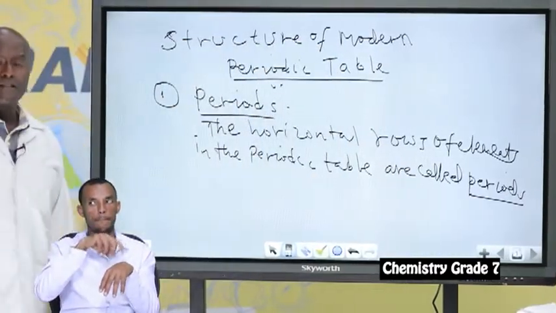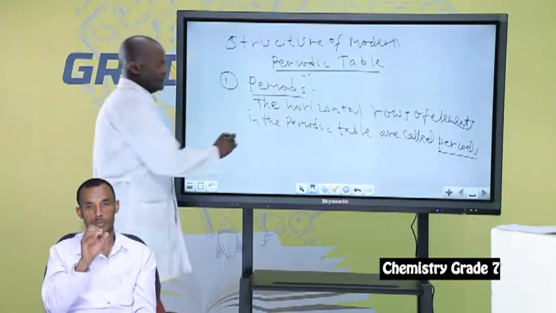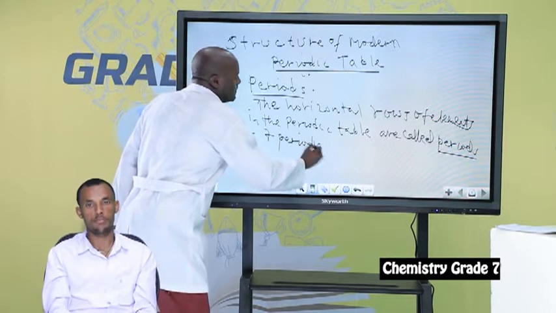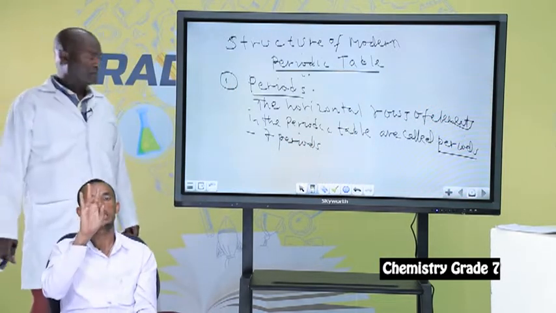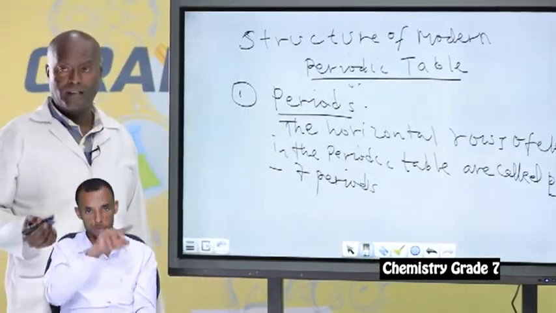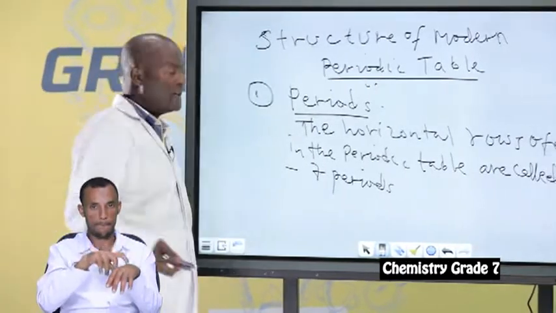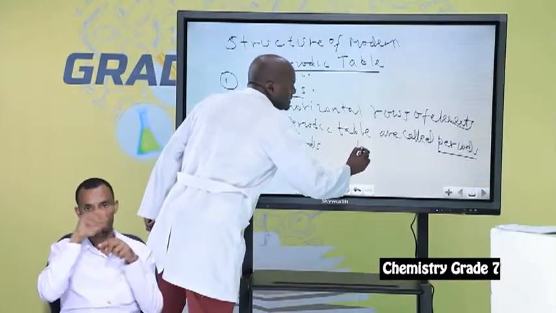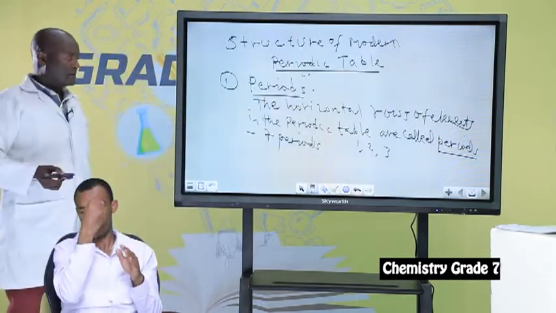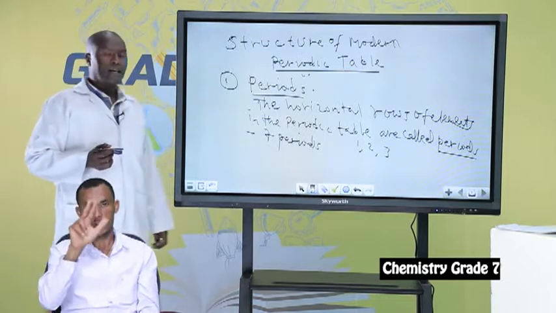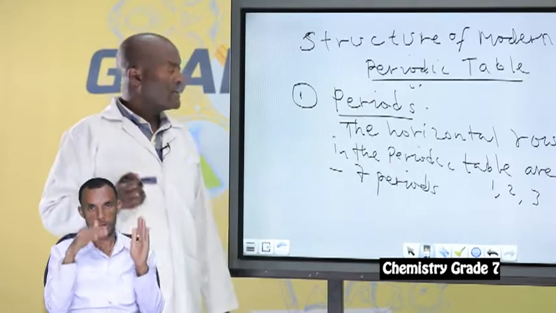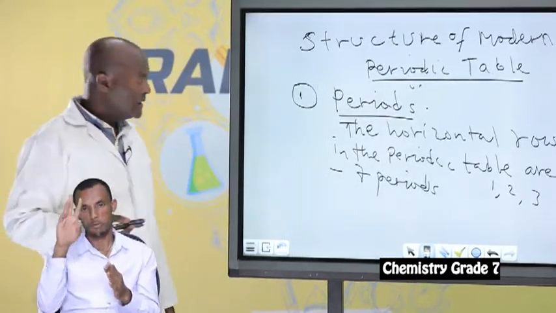There are 7 periods in the periodic table. Periods are represented by Arabic numbers like 1, 2, 3, and so on. Each period consists of a certain number of elements.